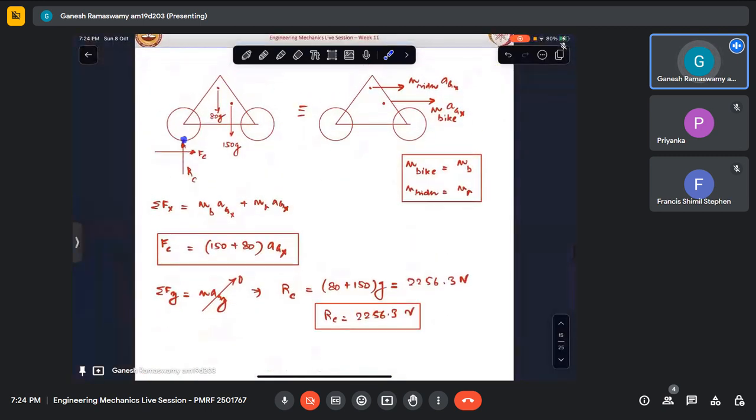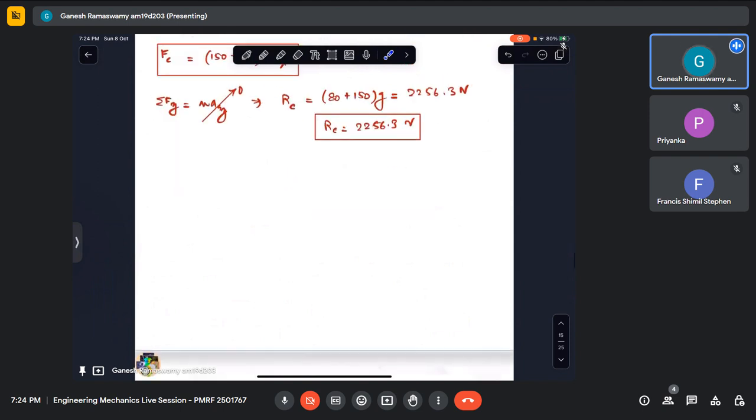I can take it about any point. My unknowns will also start appearing when I take moment about some other point. So I am just cutting down my work by taking moment about this point, where I know FC and RC are applied at that very point. It can be solved either way.